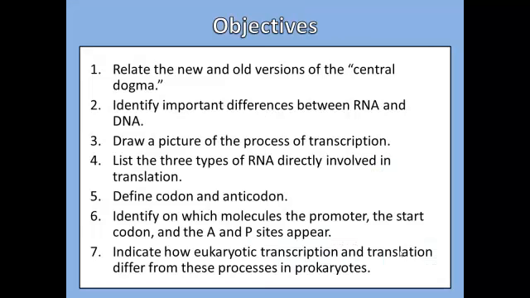The objectives for this topic are: relate the old and new versions of the central dogma, identify important differences between RNA and DNA, draw a picture of the process of transcription, list the 3 types of RNA directly involved in translation, define codon and anticodon, identify in which molecules the promoter, the start codon, and the A, P, and E sites appear, and indicate how eukaryotic transcription and translation differ from these processes in prokaryotes.